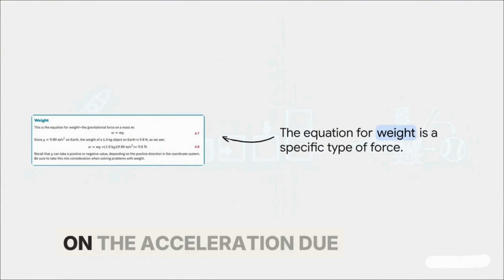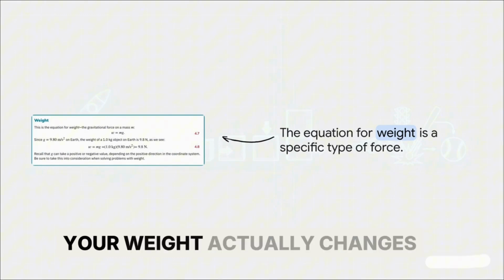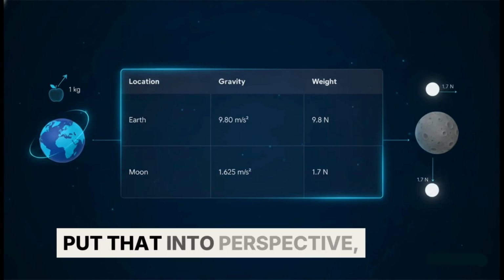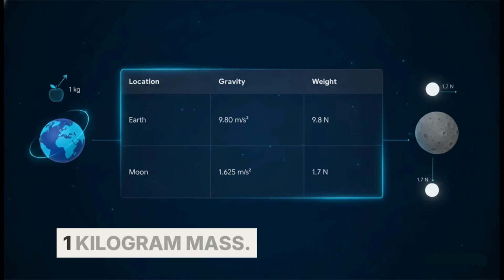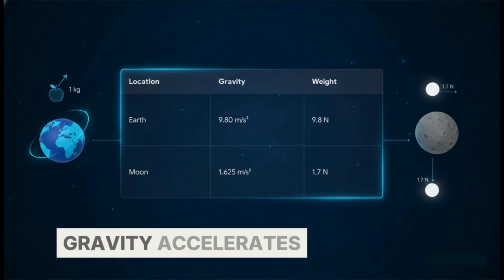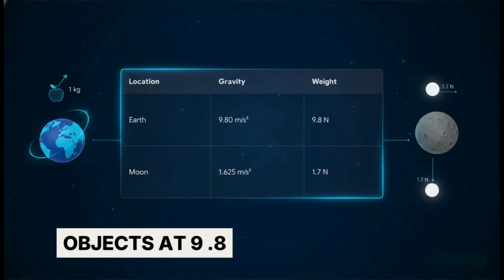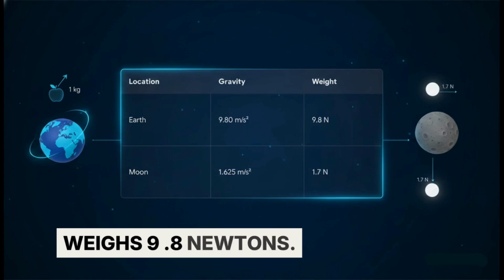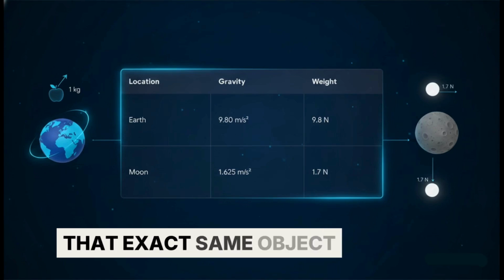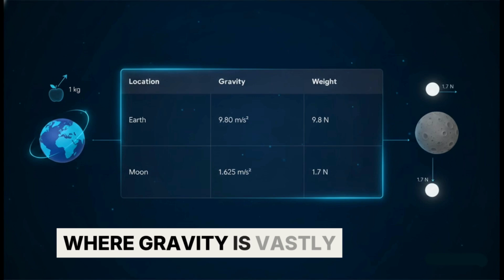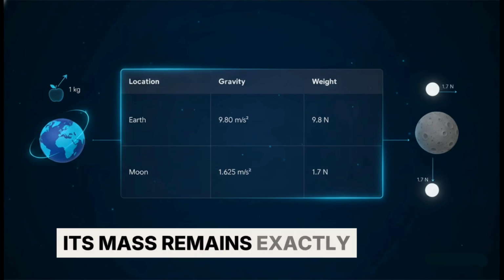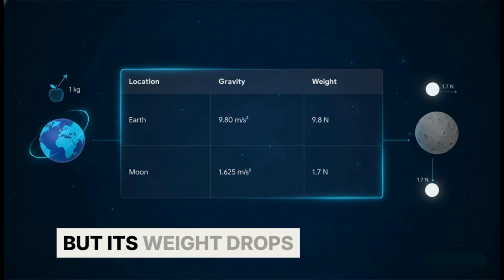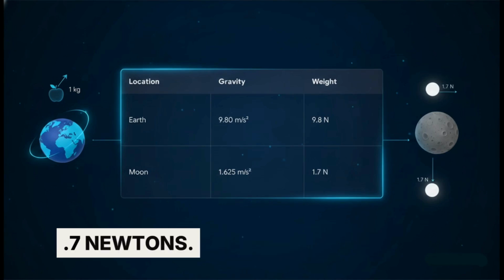And because weight depends on the acceleration due to gravity, your weight actually changes depending on where you happen to be in the universe. To put that into perspective, let's take a standard 1-kilogram mass. On Earth, gravity accelerates objects at 9.8 meters per second squared, meaning that 1 kilogram mass weighs 9.8 newtons. But if we transport that exact same object to the moon, where gravity is vastly weaker, its mass remains exactly 1 kilogram. It still has the same amount of physical matter, but its weight drops to a mere 1.7 newtons.